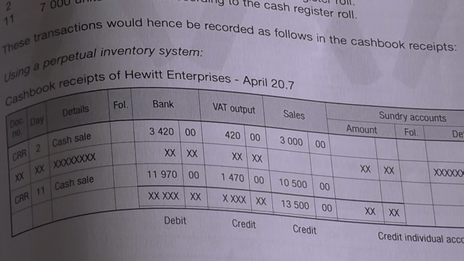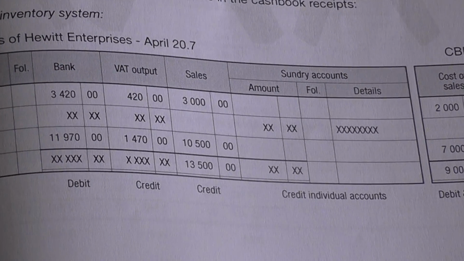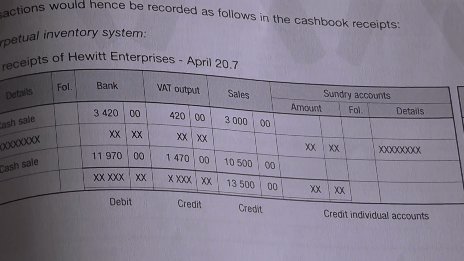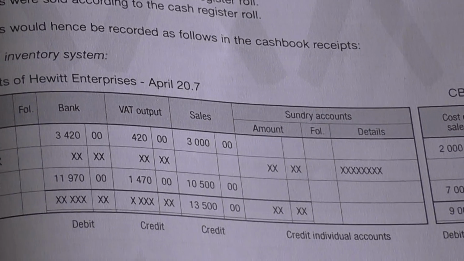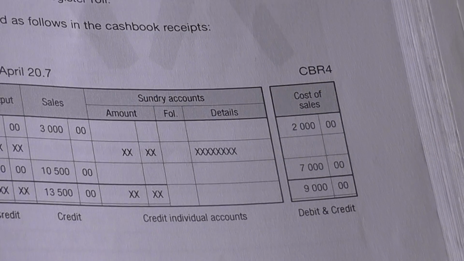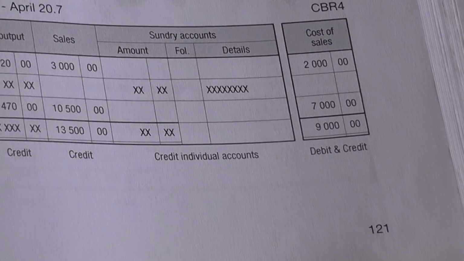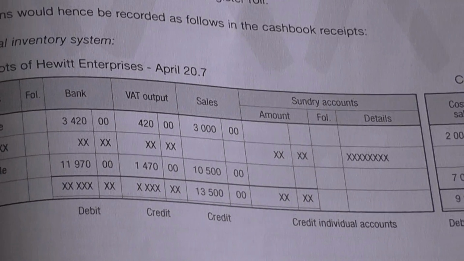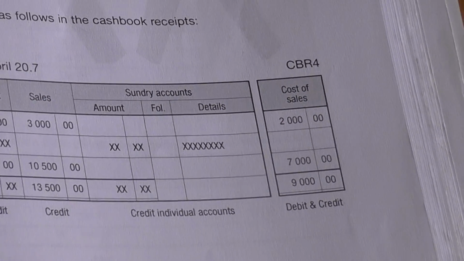Cash book receipts, remember that stays the same. We've spoken about that. Cash book receipts is when you sold stuff for cash. So you had your sales, your VAT output, all that's the same, and you have your cost of sales column and cost of sales and trading inventory column. We all remember that. So that's just sales that took place.